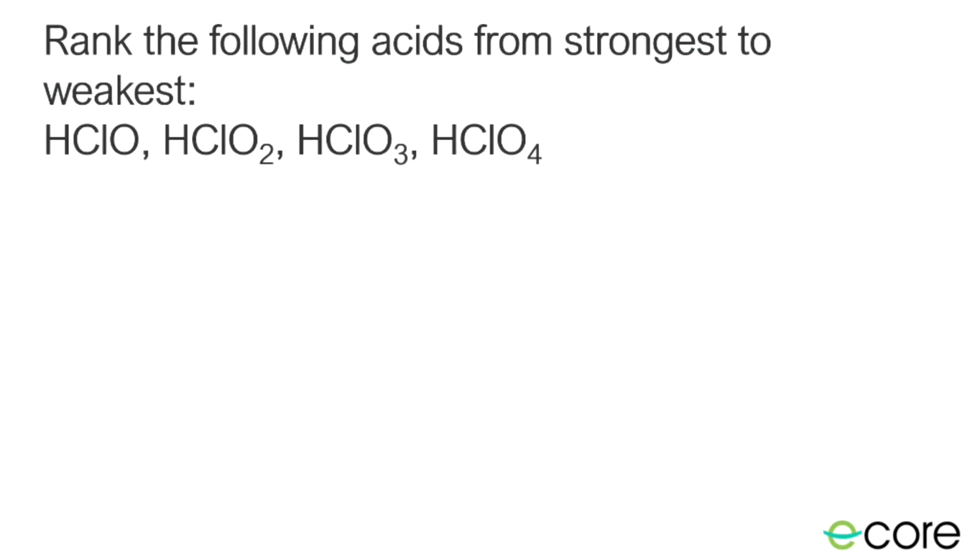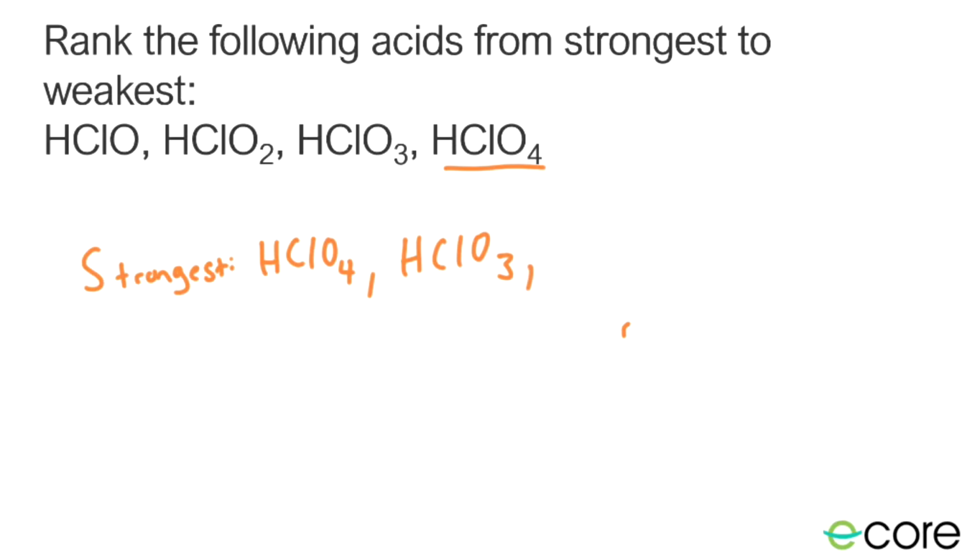Rank the following acids from strongest to weakest. Well, remember that more oxygen just makes something a stronger acid. And so the very strongest, if we start with the strongest first, is going to be the one that has the most oxygens, which is HClO4. And we'll get weaker when we remove one of those oxygens to HClO3. We'll get weaker still when we remove another oxygen to HClO2. And we'll get weaker still when we go to HClO. So this over here would be our weakest.